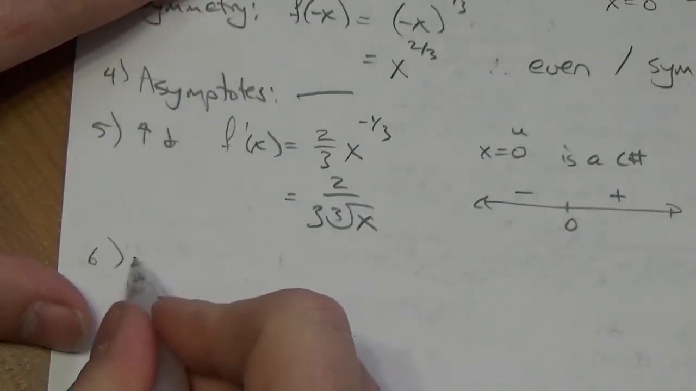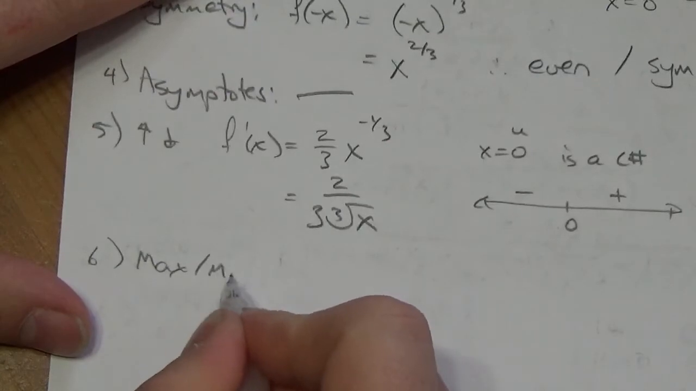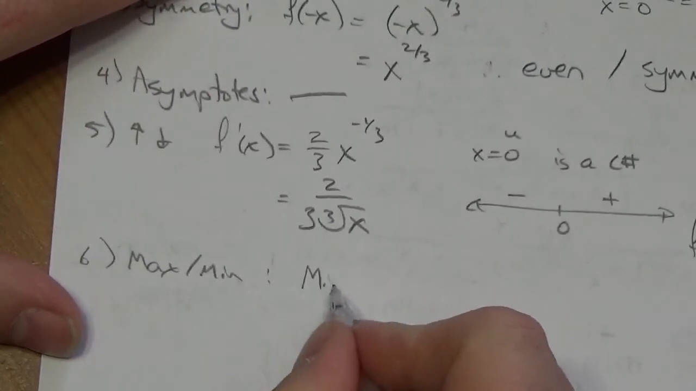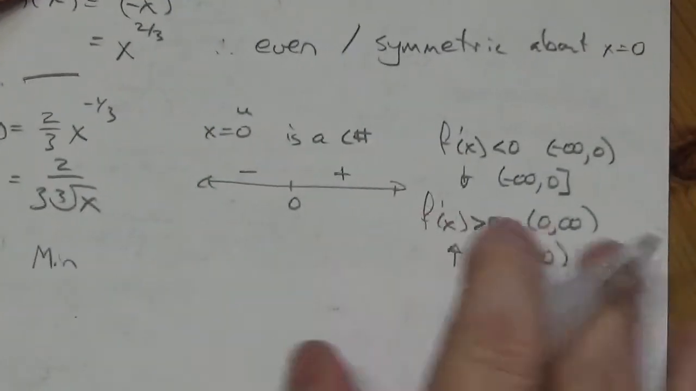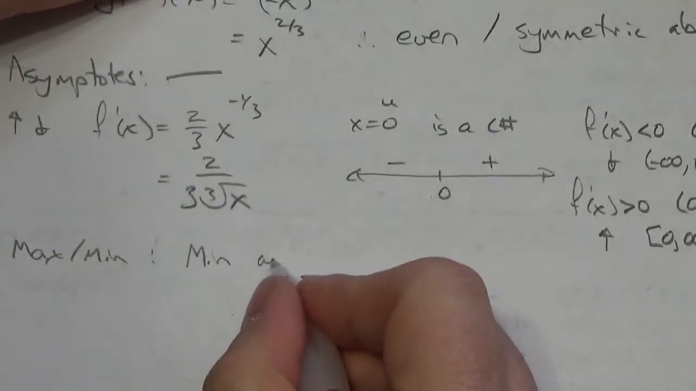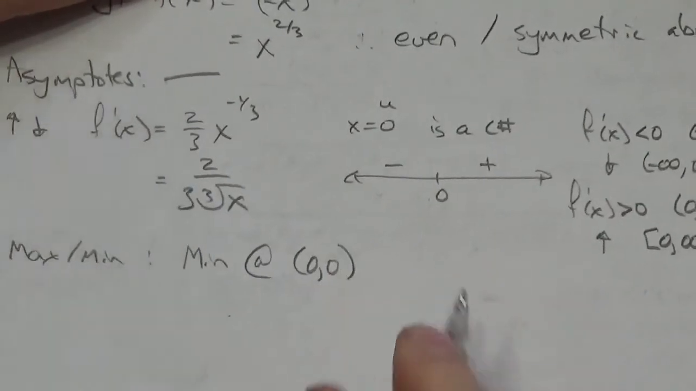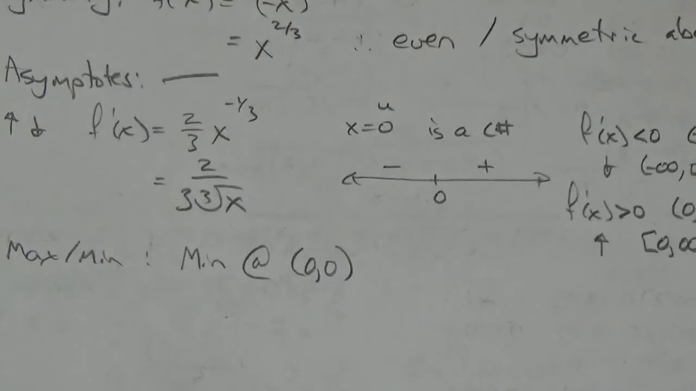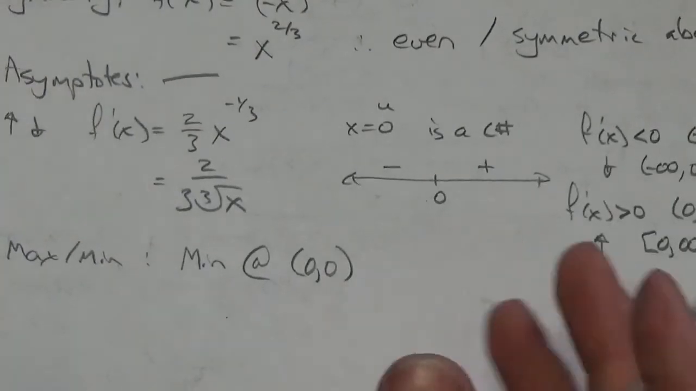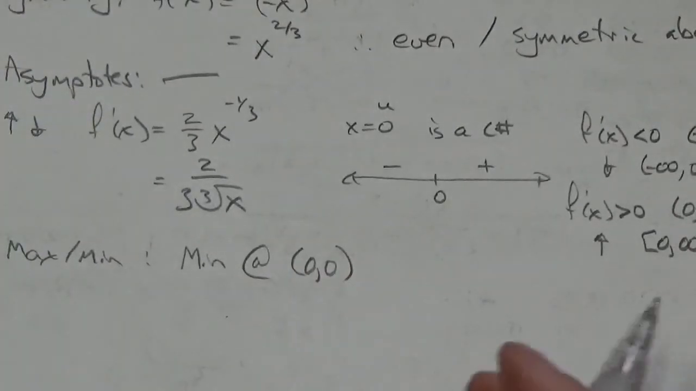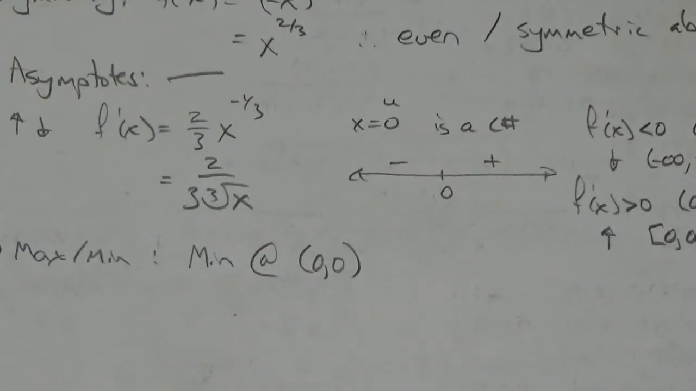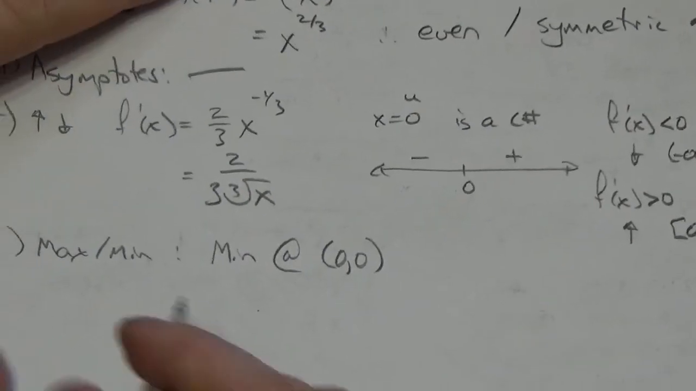So for 6 here, our max min, well, I know this is going to be a min at 0, and we've already established that that's going to be 0, 0. Now, based on what we're seeing right here, I would argue that that's going to be an absolute min. Okay? But for right now, we can simply say that it's a relative min. We'll know for sure whether it's an absolute once we go a little bit further on here.